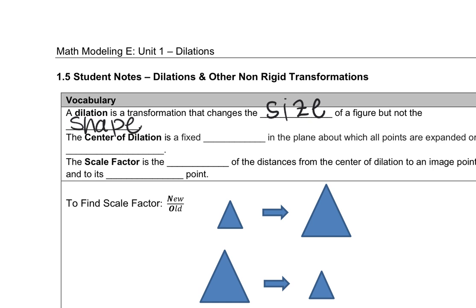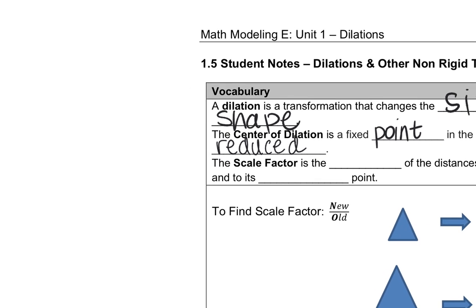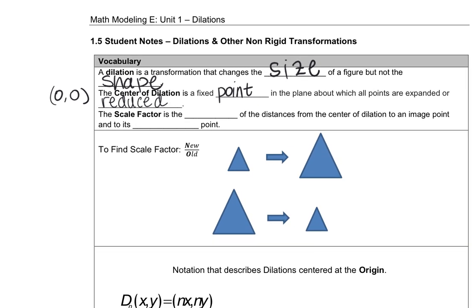All right, another definition, the center of dilation is a fixed point in the plane about which all of the points are expanded or reduced. When I tell you what is the center of dilation, and obviously we have a dilation problem, you are going to say it's 0, 0. It's a point. The center of dilation is a point 0, 0. It's the origin, okay? So your answer, if I ask for the center of dilation, is 0, 0. It's a point 0, 0.